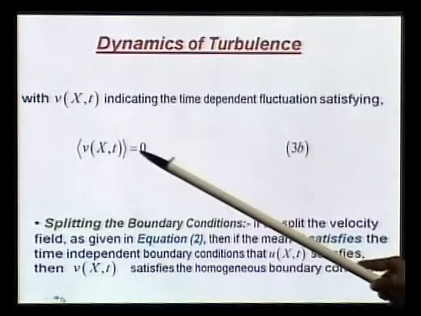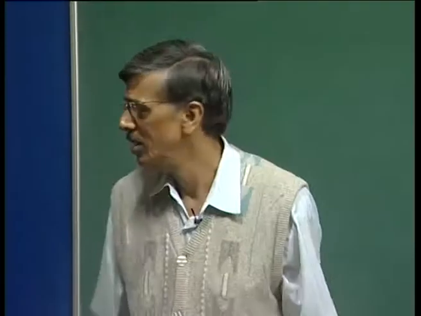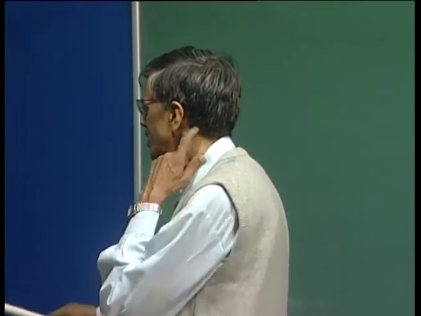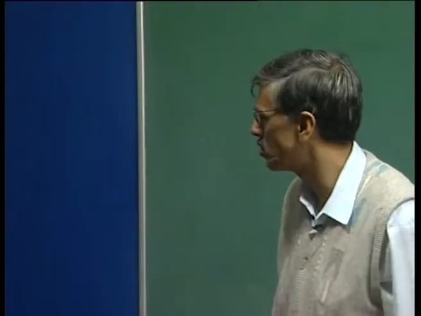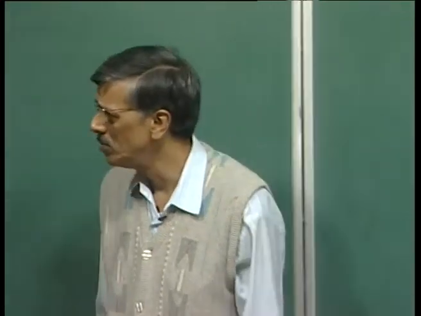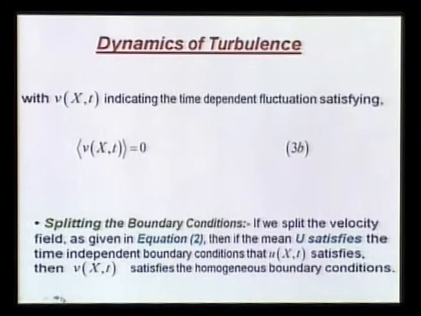Additionally, what Reynolds did, Reynolds basically said that this time dependent part is truly random. So, what does it mean truly random? Means if you take its time average, it will be equal to 0, right. So, this is the way that when you split a stochastic quantity into two parts is what we will call as Reynolds splitting. Okay.